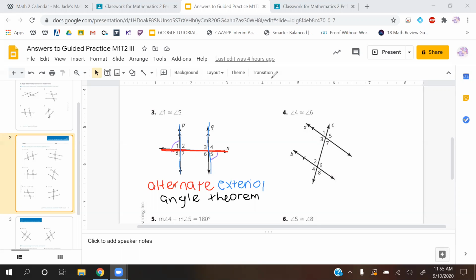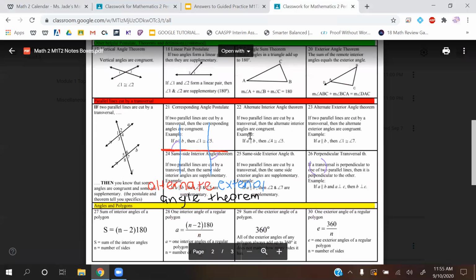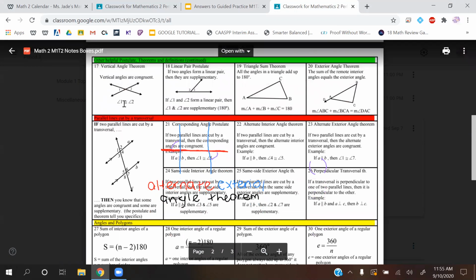Okay, so this one, I'm gonna go over it with you again. This is a little bit different. So these are what we call vertical angles. They're actually not what we covered today, but we covered it last time. Let me remind you by going over to our tab for the notes. Okay, so look over at box number 17.